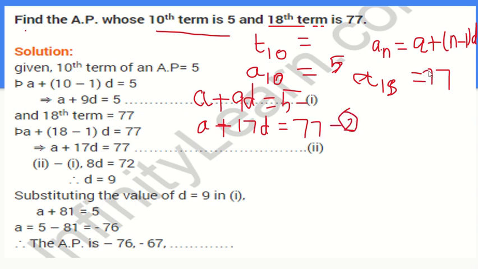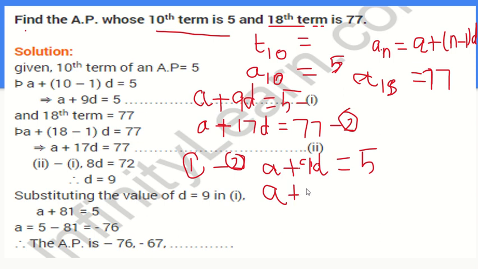Already we learned in linear equations how to solve them, with the different forms we have done: the elimination method, the substitution method, like that. Now we are going to solve these equations. As you know, a and a have the same sign, so we can subtract the equations to cancel them. Equation 1 minus equation 2. So a plus 9d equal to 5, and the same way, a plus 17d equal to 77.